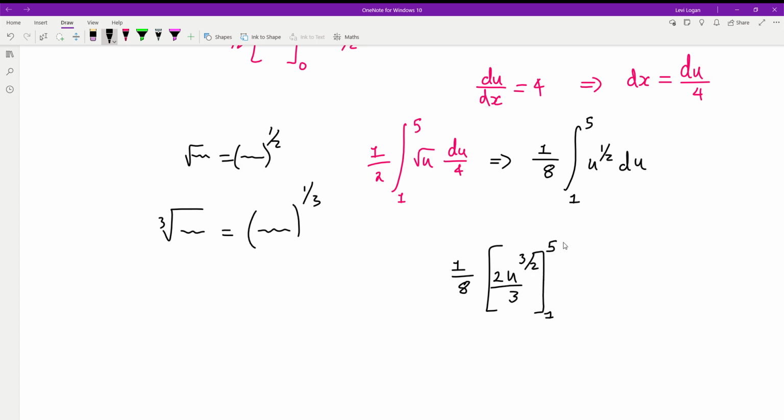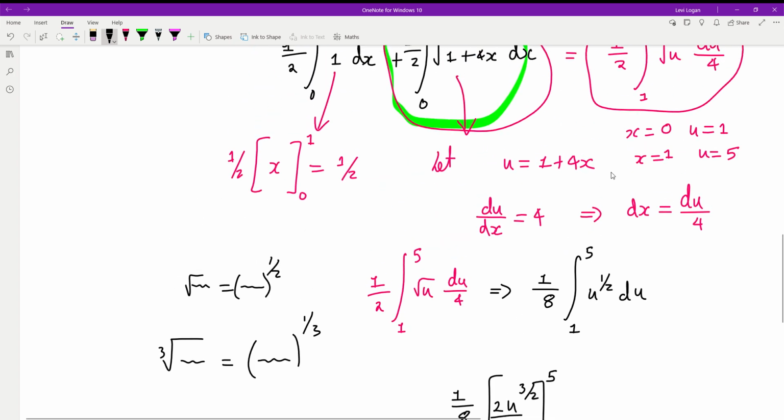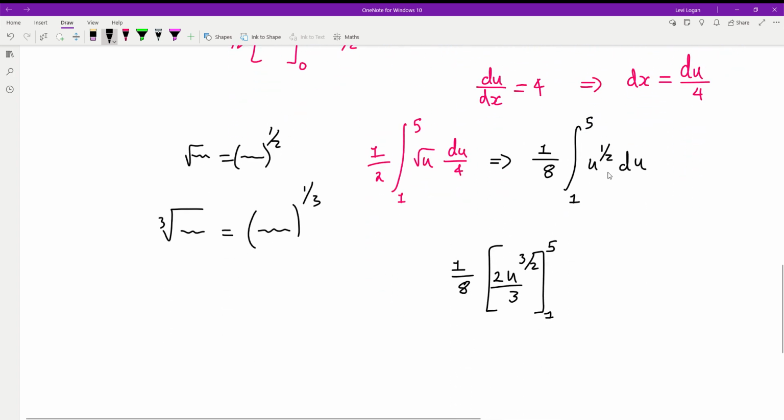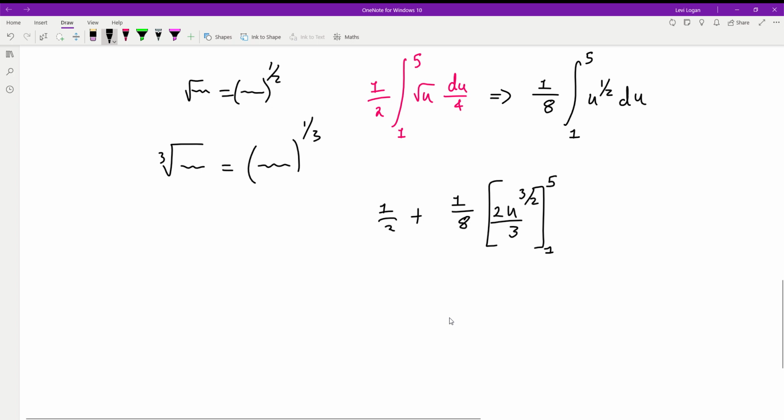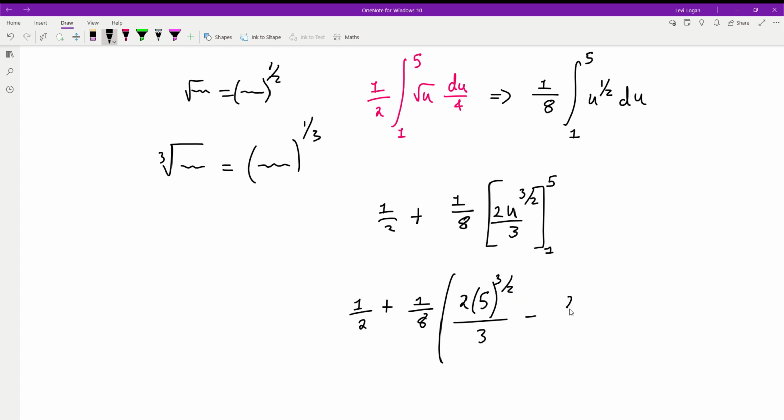And now we don't need to change back to x because we changed our bounds of integration up here. So x is gone, and we just gotta keep this plus a half here, because that was our other integral we worked out before. Okay, so we have a half plus an eighth, and I'm going to put these big brackets because we've got to substitute 5 and 1. So you have 2, 5 to the 3 on 2, on 3, minus 2 on 1 to the 3 on 2, all over 3. 1 to the power of anything is 1, so all you're going to have is 2 on 3 pretty much here.